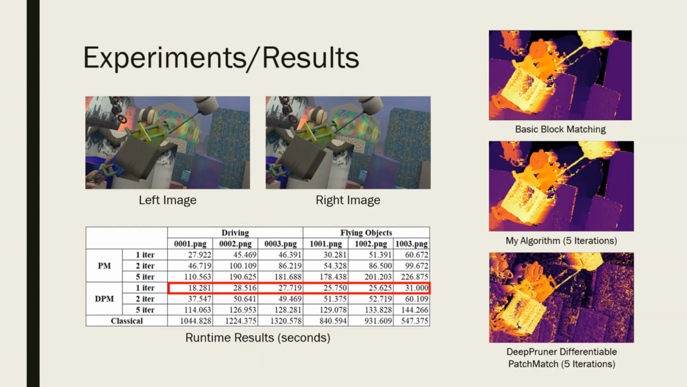To compare the three models I created, I used 6 sample stereo pairs from a benchmark dataset called SceneFlow. I ran both of the patch match algorithms using 1, 2, and 5 iterations. The runtime results can be seen in the table at the bottom, and an example of one of the output disparity mappings can be seen on the right. As you can see, my algorithm ran a bit slower than Deep Pruner's differentiable patch match, but much quicker than the basic block matching algorithm. Also, my algorithm performs significantly better in terms of error rate than differentiable patch match.